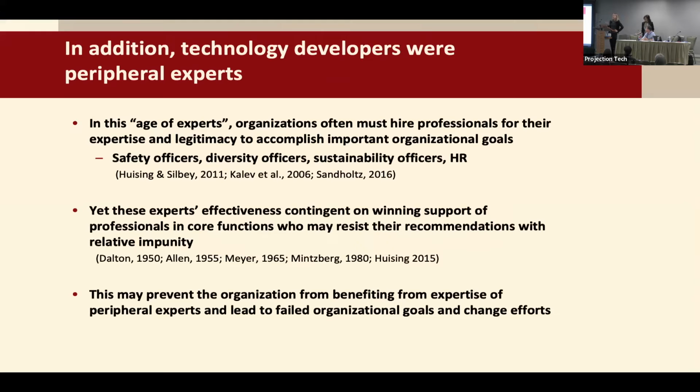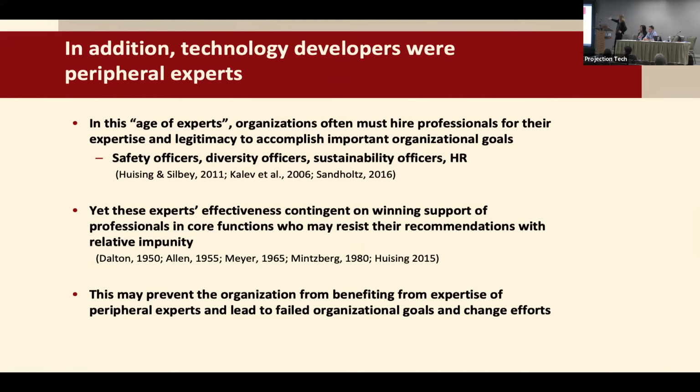Okay. Technology developers also were peripheral experts. They weren't all powerful in organizations. This is different from the Pacitti study, where these technology developers just ruled the roost and the top managers loved them. In this case, they're peripheral in this organization.